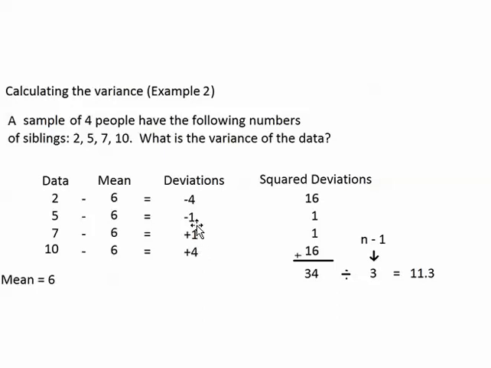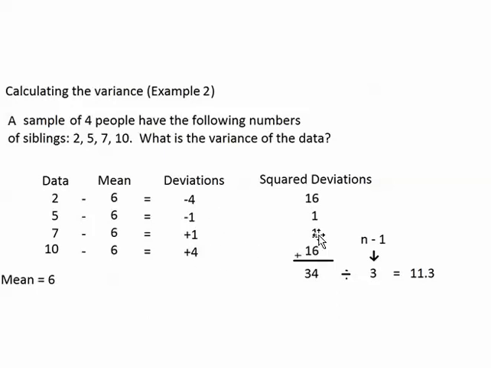Remember, -4 times -4 is 16, because -4 times -4 is really just 4 times 4. -1 times -1 is 1, because -1 times -1 is really just 1 times 1. 1 times 1 is 1, and 4 times 4 is 16.